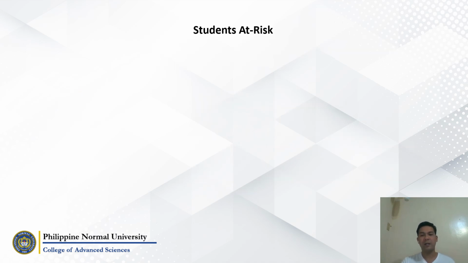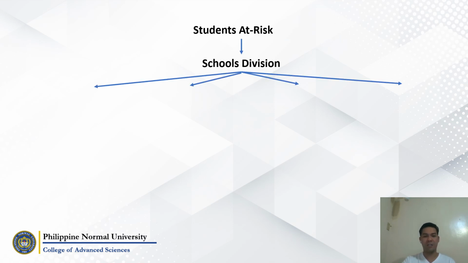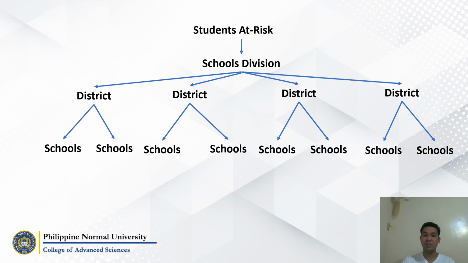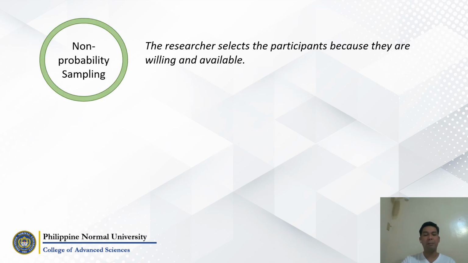So somehow you are just doing like this one. Also, you are conducting an inventory of all students at risk across, for example, the Philippines using the different school divisions. Then these school divisions are further divided into school districts. And each school district is further divided into different schools. And from these schools, you are going to identify now the number of at-risk students.